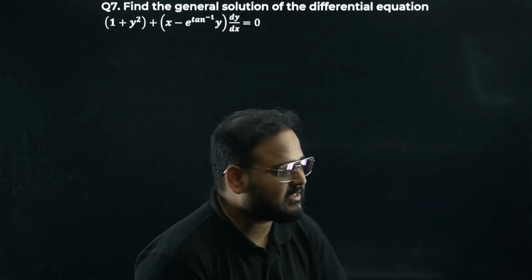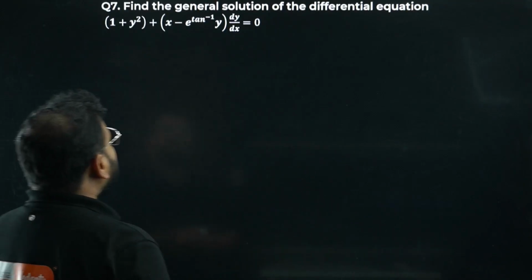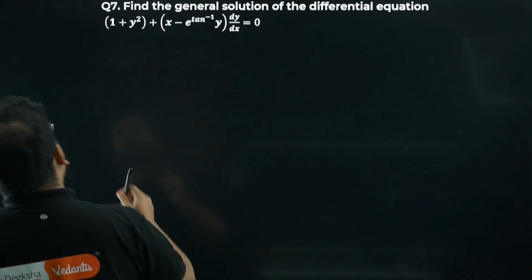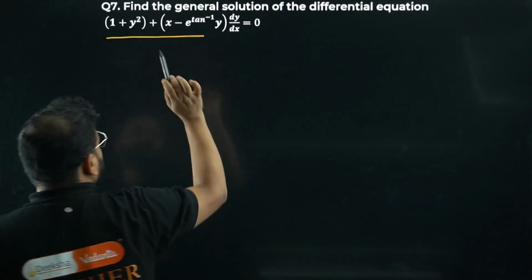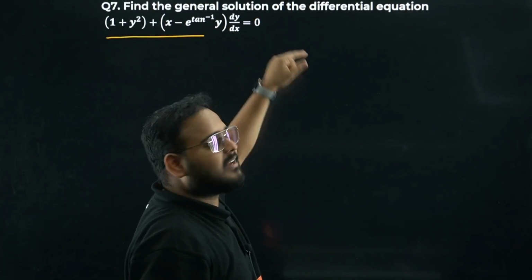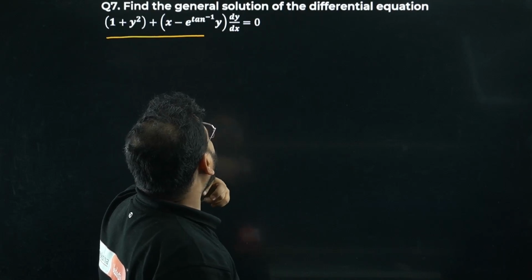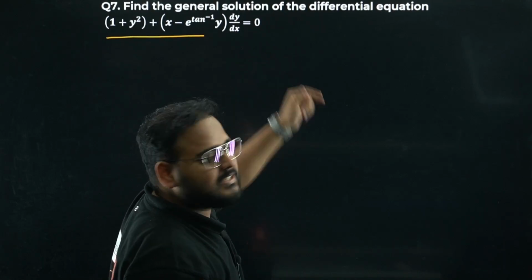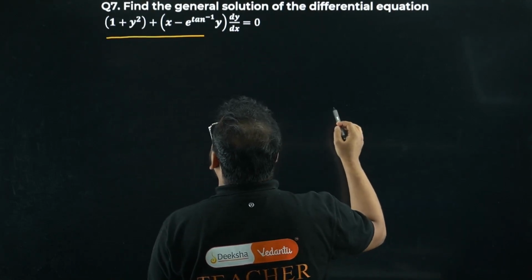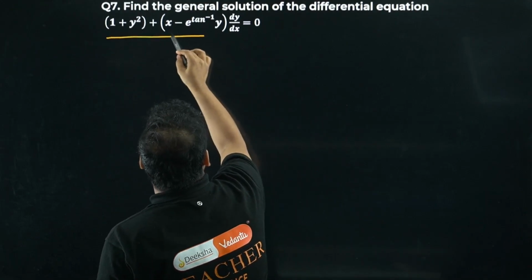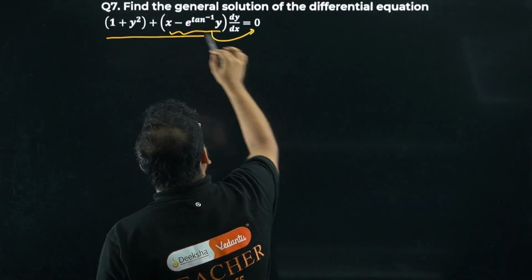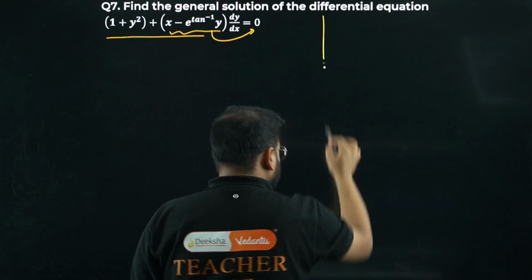Okay, so question number 7, let's solve it. Find the general solution of the differential equation. Okay, sir, which form is this? The first form, dy by dx is there now. But I think I'll change to dx by dy. You'll see how, okay, don't worry. So let's do one thing. Write this whole term on this side.